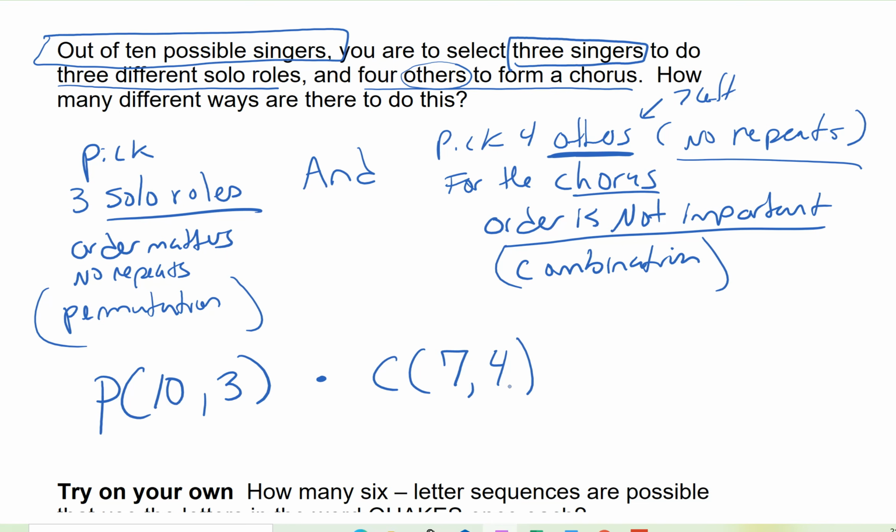Alright, so this is an example of a permutation and a combination together. These are rare examples, but I wanted to do one because it's a hard case. I just wanted to do one to show you that you could. You can have a case where you have both permutation and combination combined together.